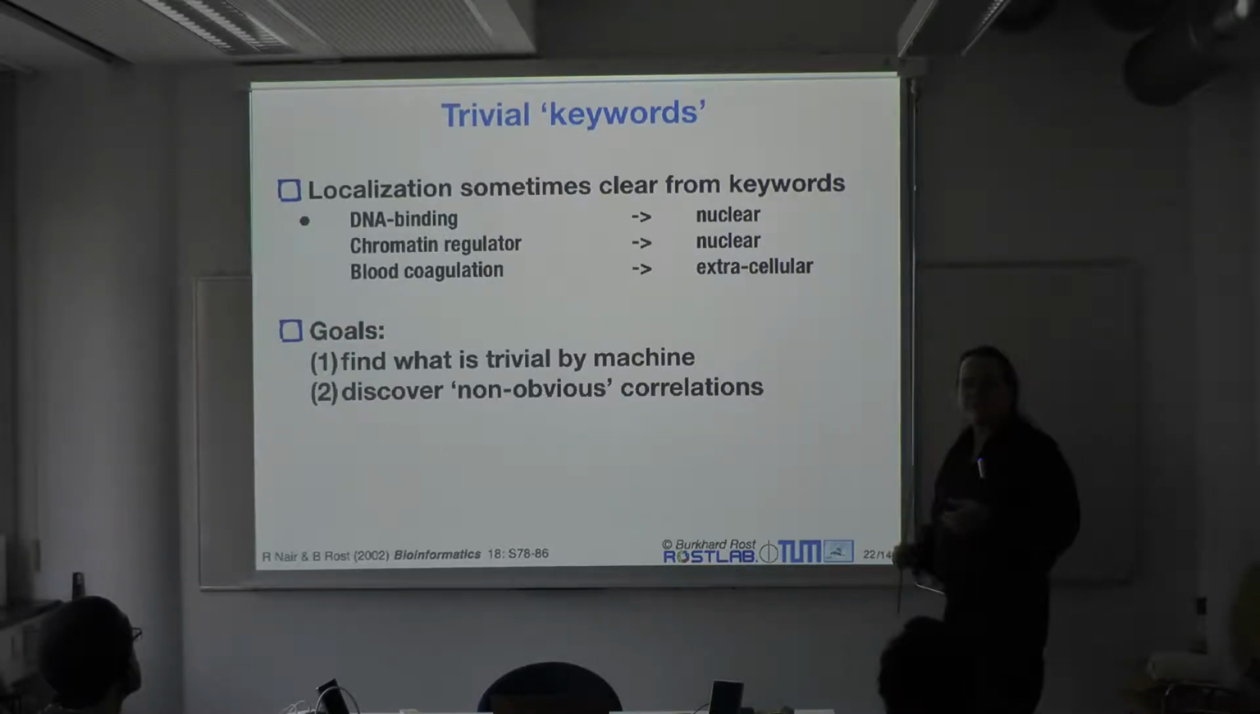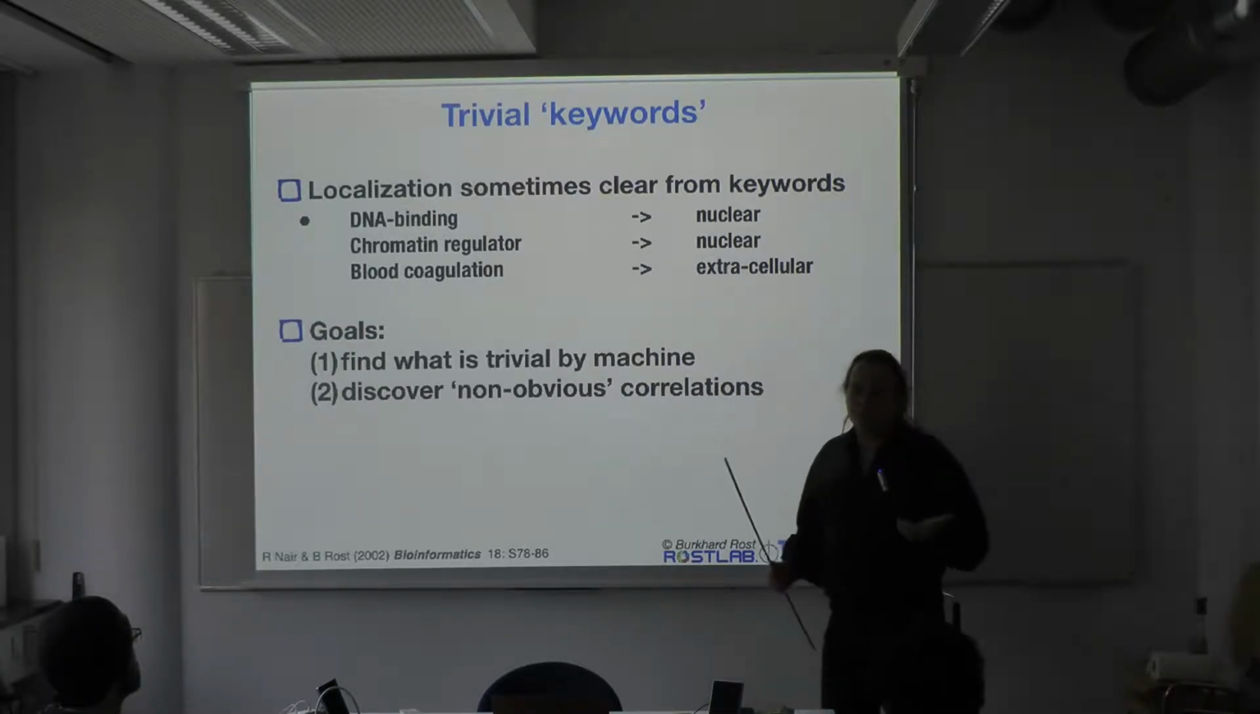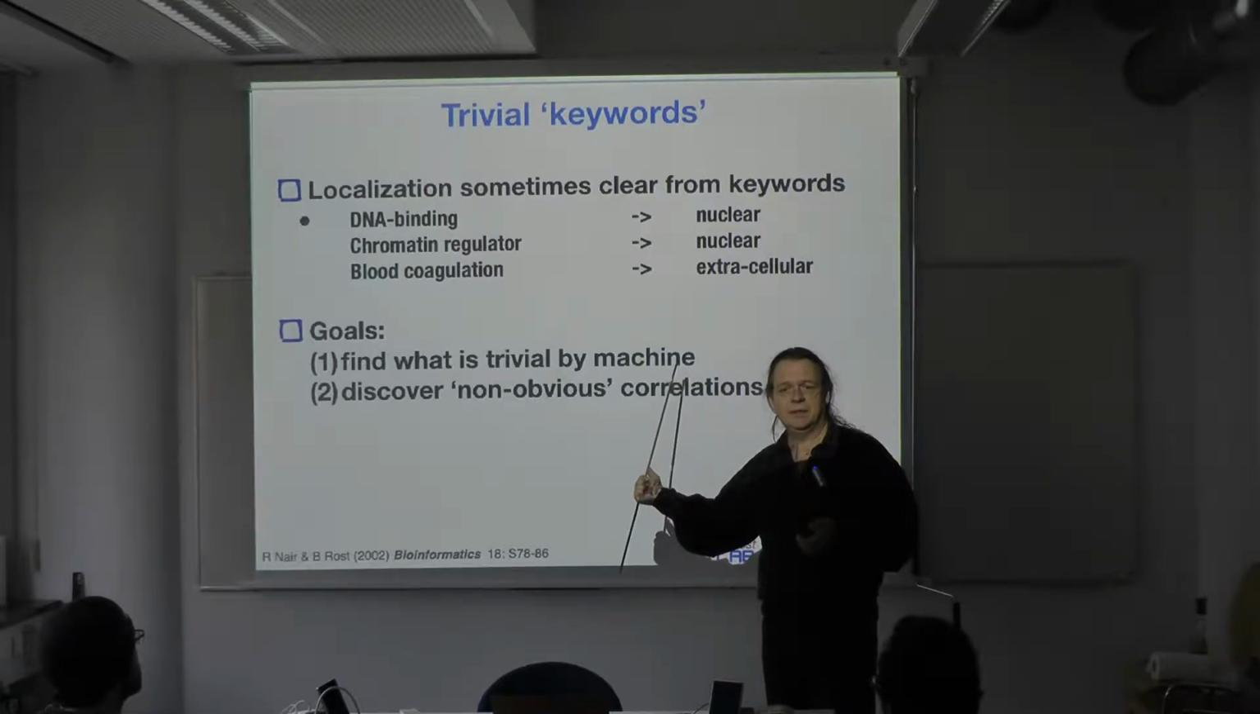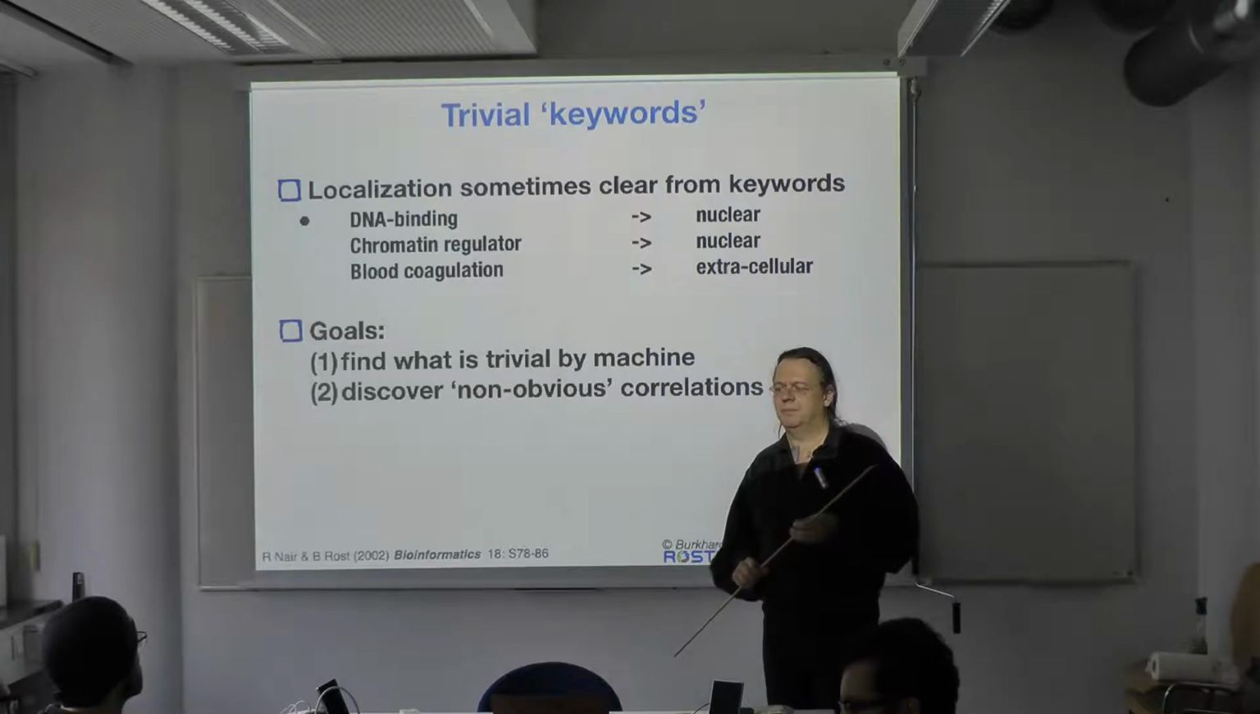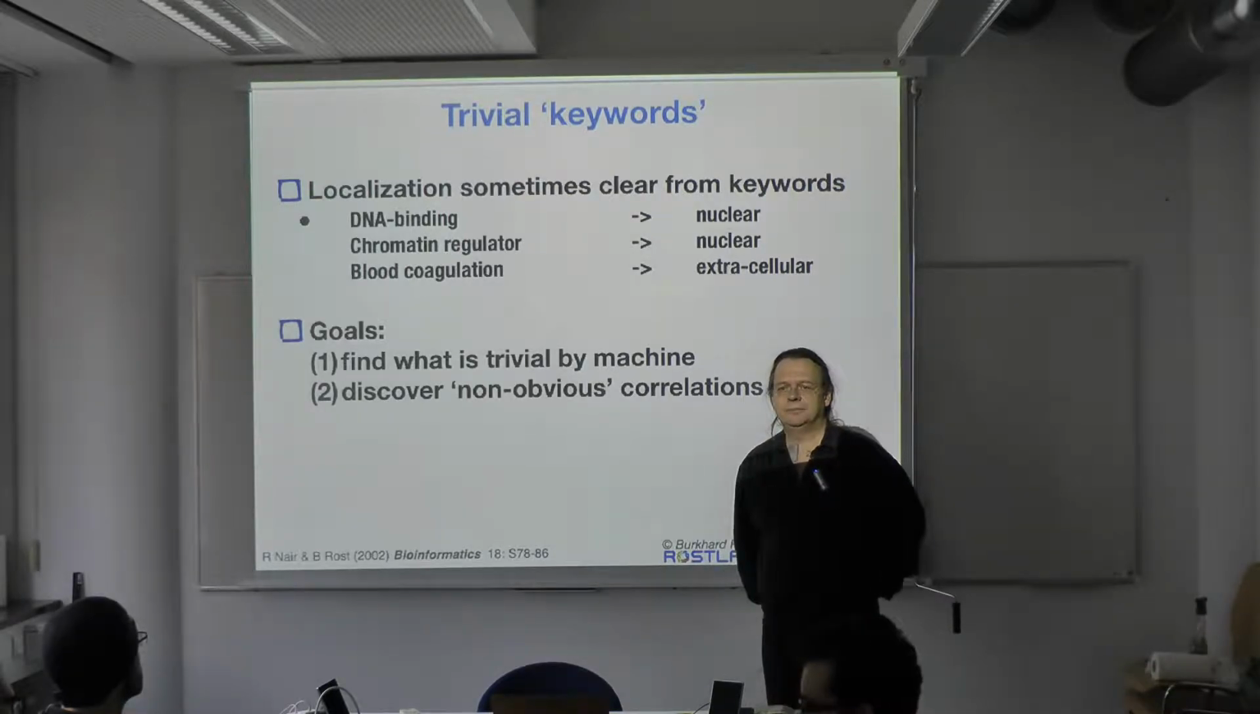So we have two goals here. One, we want to find what is trivial for experts, but we want a machine to find it. And two, we want to define things that are non-trivial. How could we do that? Any idea?